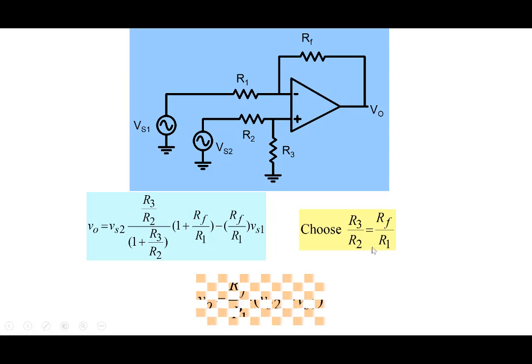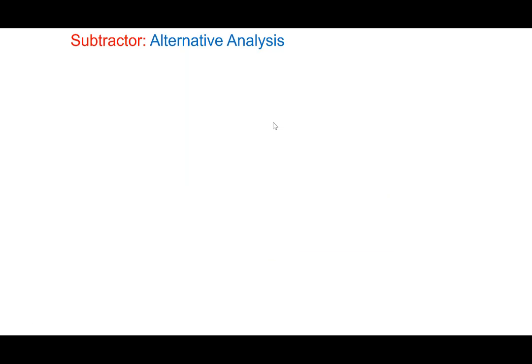If we choose it like this, it's easy to show that you can rearrange V0 equal to RF by R1, VS2 minus VS1 here. So we can subtract the two voltages here, VS2 minus VS1. So there are lots of interesting things we can do now with this op-amp circuit by applying voltages to the inverting terminal or non-inverting terminal. We can add signals, we can subtract signals.